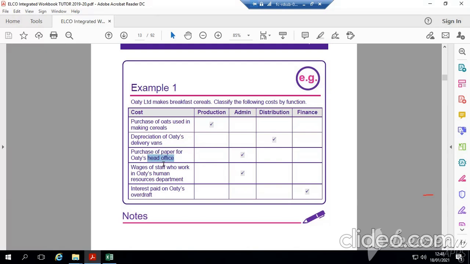Usually administration people work in the head office, not the production line. It says wages of staff who work in the human resource department. Obviously that is going to be the admin team. It says interest paid on overdraft or loan. Interest paid means it is going to be finance cost.